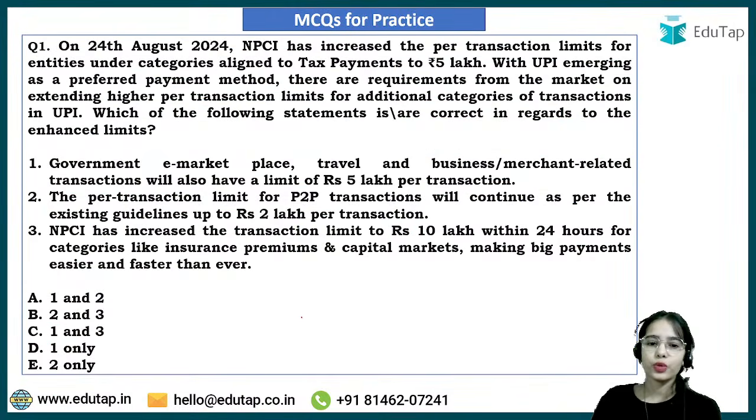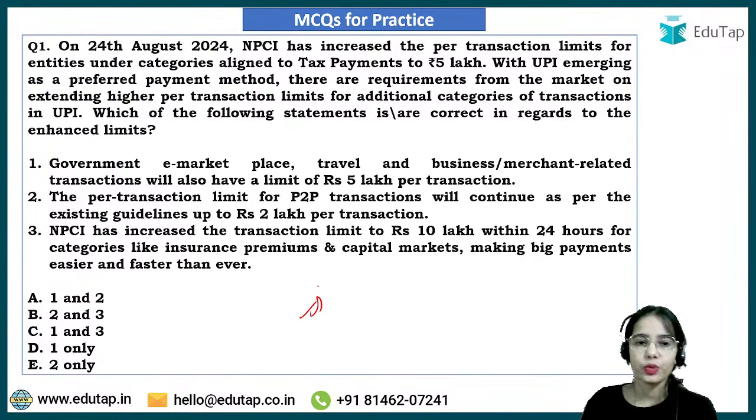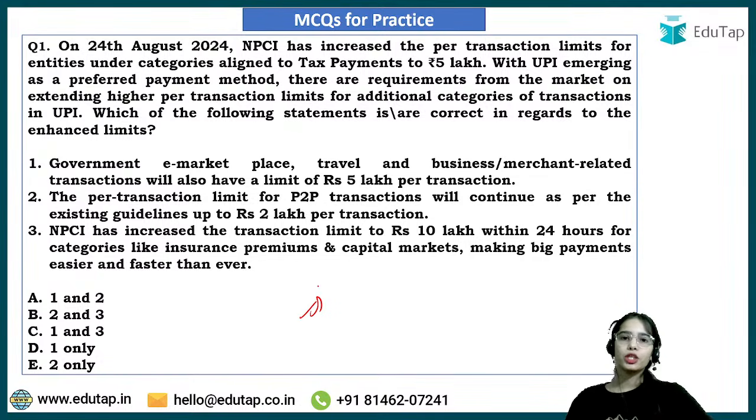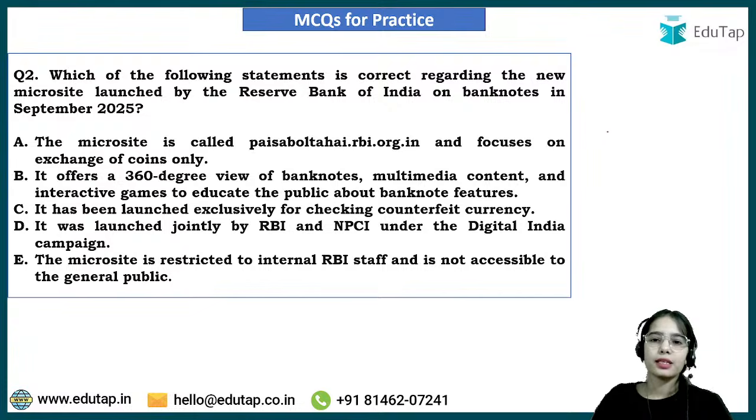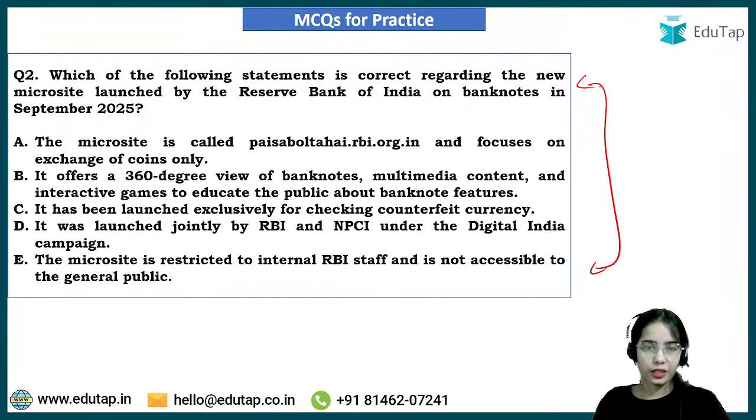Now this is the first question. I hope you will be easily able to answer this question. This is the question from the UPI enhanced limits. So you need to remember the UPI enhanced limits, because in the previous years we have seen a direct question from the UPI enhanced limits. Okay. So read the question, tell the correct statement. You have to tell which of the following statements is or are correct in regards to the enhanced limit. The second news article is regarding the microsite. The microsite is for the banknotes, and do tell me which of the following statements is correct regarding the microsite.